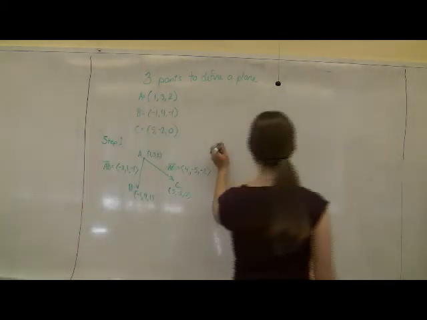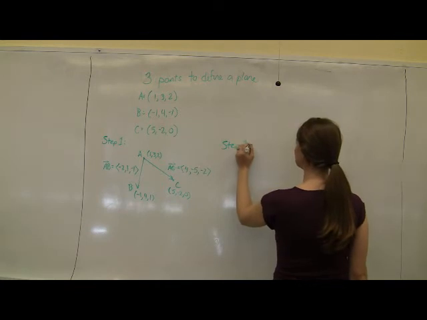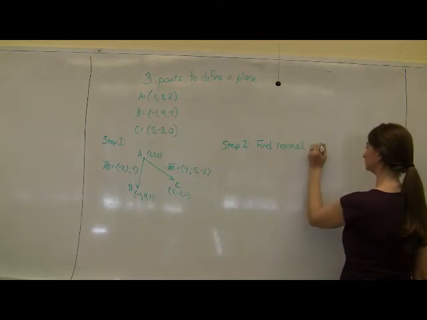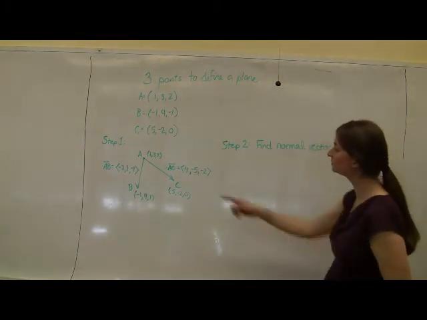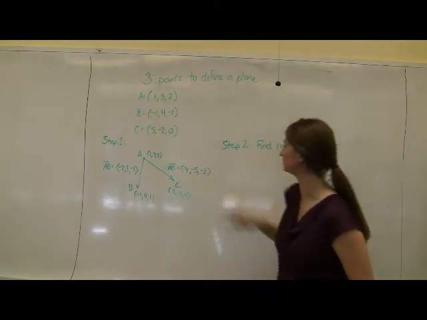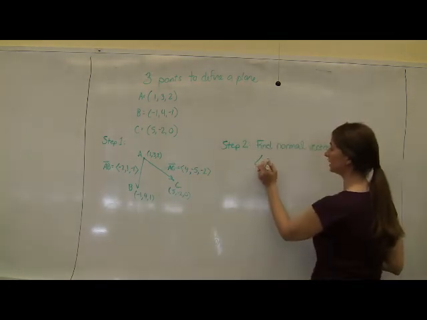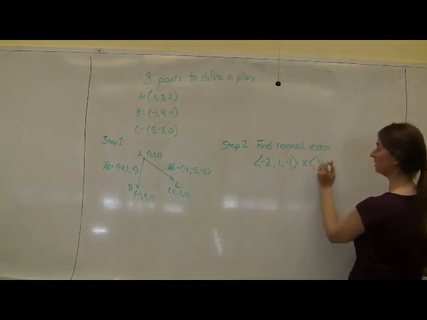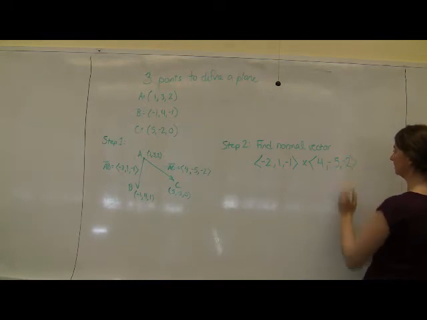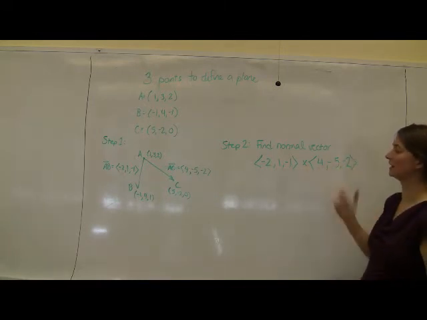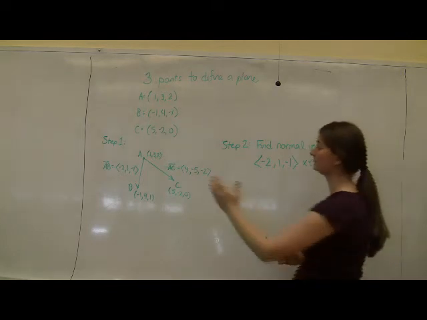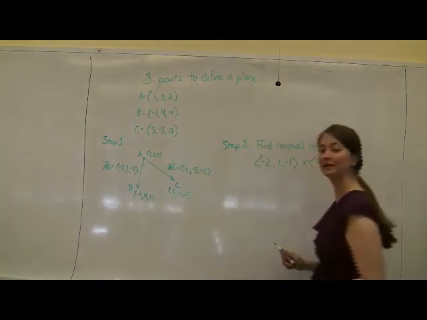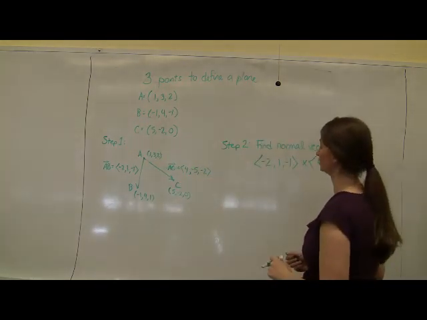Step 2 is to find the normal vector. And in this case, our normal vector is going to be the cross product of these 2 vectors that we found before. So I'm going to find the cross product of negative 2, 1, negative 1, crossed with 4, negative 5, negative 2. Now, what happens if I were to cross them in the opposite order? As we know from our right-hand rule, it means that instead of having a normal vector pointing this way, we'd have a normal vector pointing that way. And you know what? It really doesn't matter which direction our normal vector is pointing.